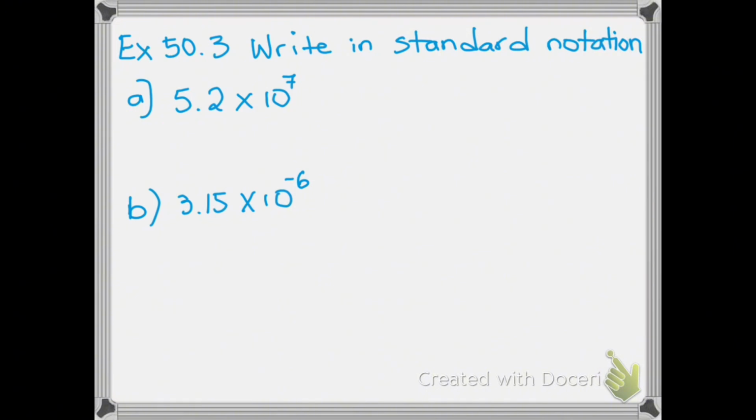Now in these examples, we have to go backwards. They give us the scientific notation, and we have to write it in standard notation. Standard notation is just like any other number that we write. So what we have to do here is start with our number and then see if we're moving to the left or to the right. Now that 7 is telling us to move to the right because it's positive. So we're going to move the decimal that was here. We're going to move it 1 time here. So now the decimal is there. And then we're going to put 6 more zeros.